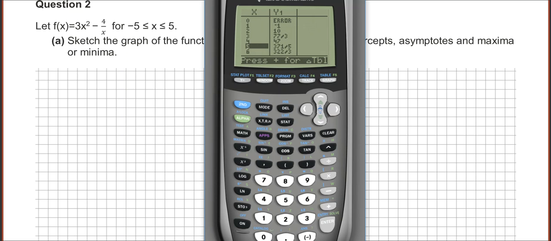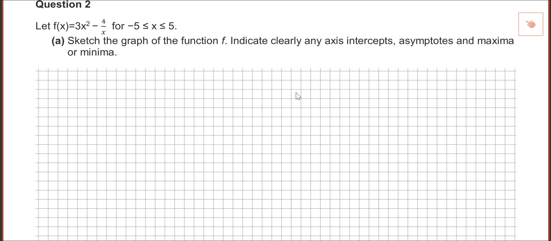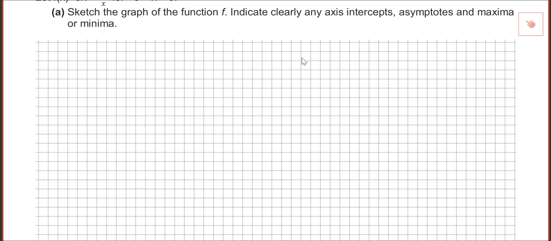All right, so really, just find our axis intercepts and that kind of stuff, maximum, minimum. So it's just about putting it into your calculator, right?